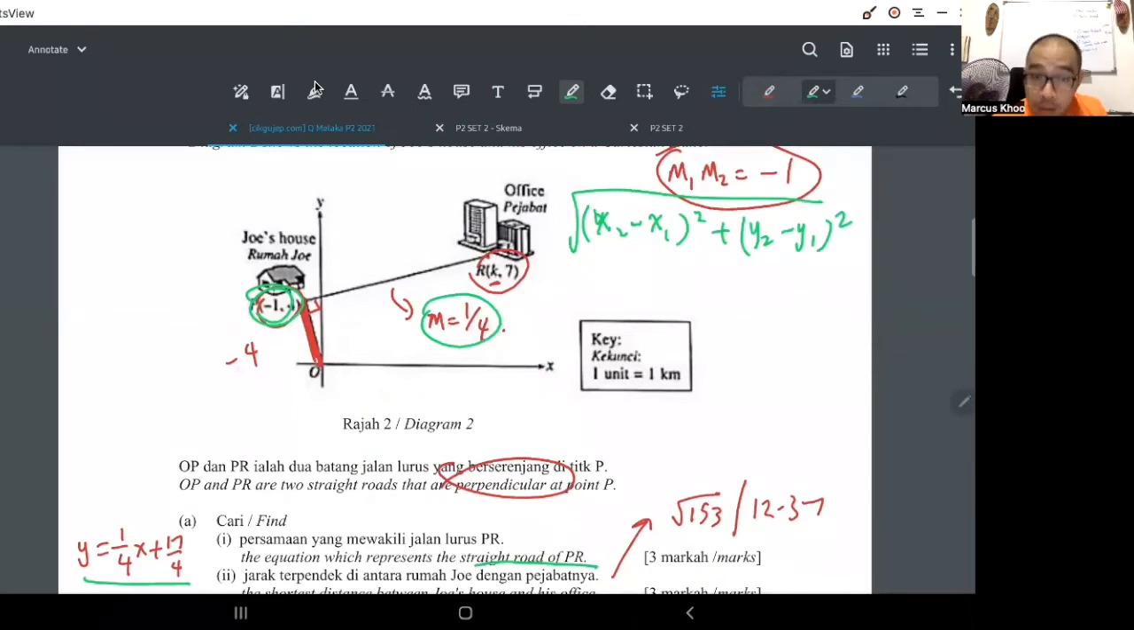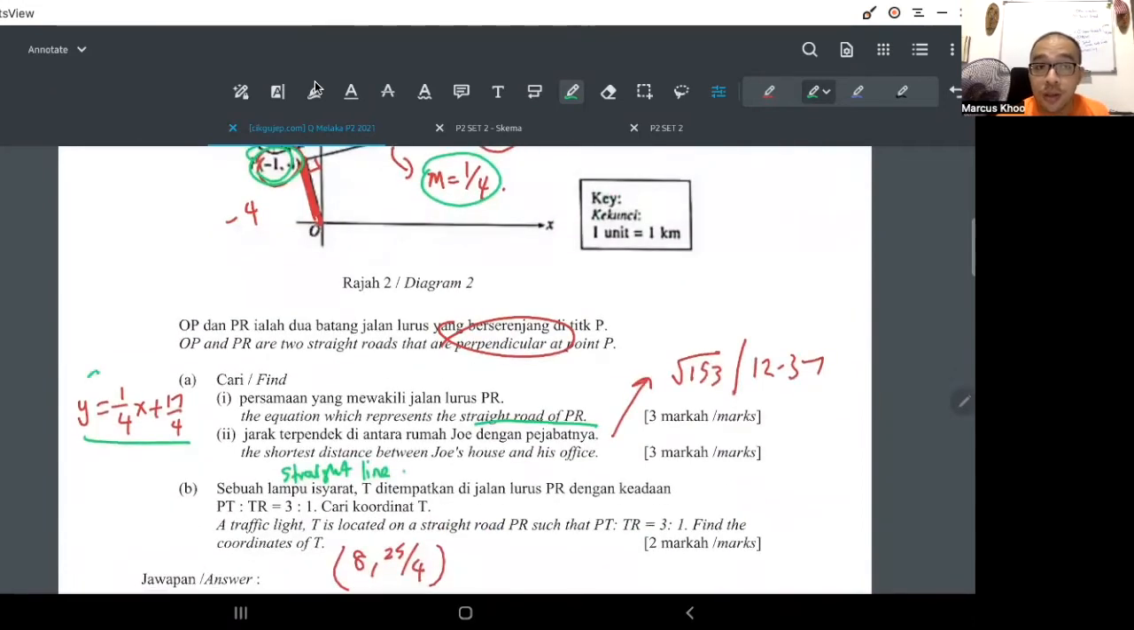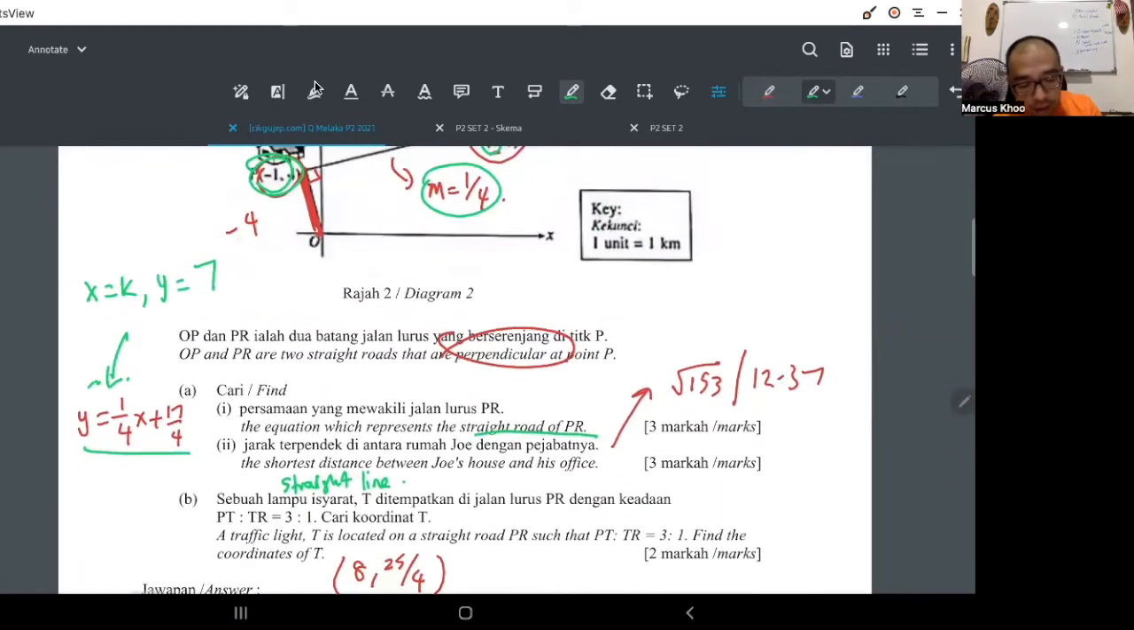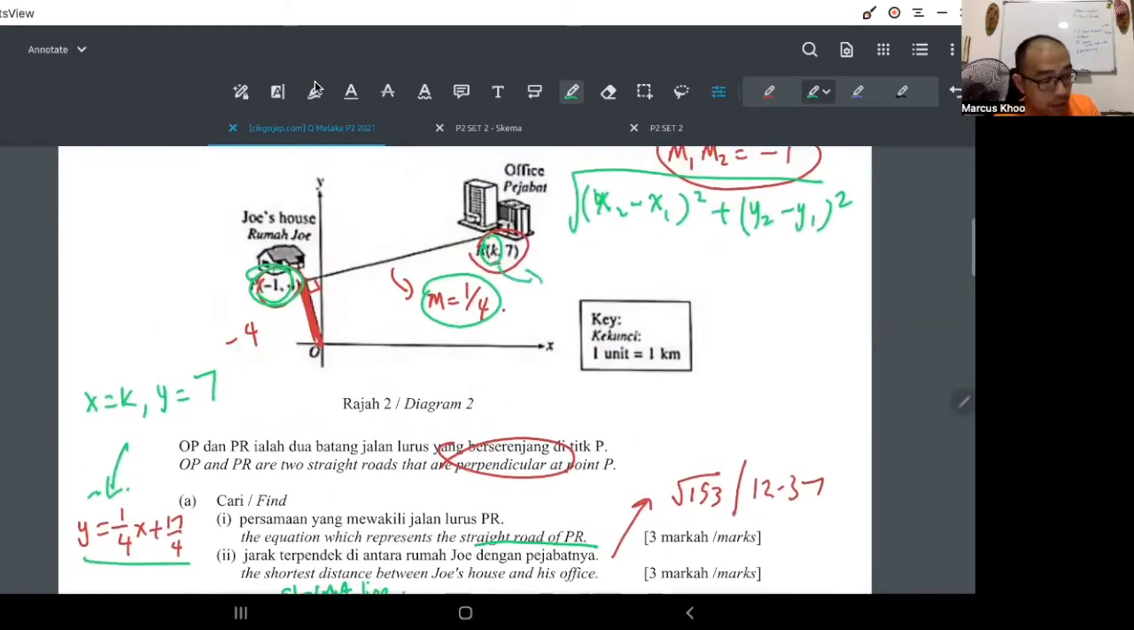Okay, but the problem is, macam mana saya mau cari ini nilai k? That's what the equation is for. Okay, that's what the equation is for. You substitute x equals k, y equals 7. Okay, and you will get the value of k sama dengan 11. Okay, bila kau dapat k value sama dengan 11, then you just substitute it into this formula, and then you can get the answer already.